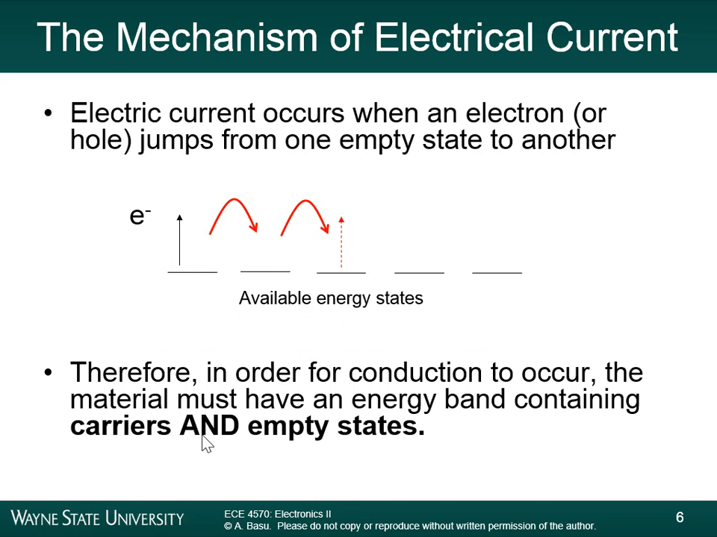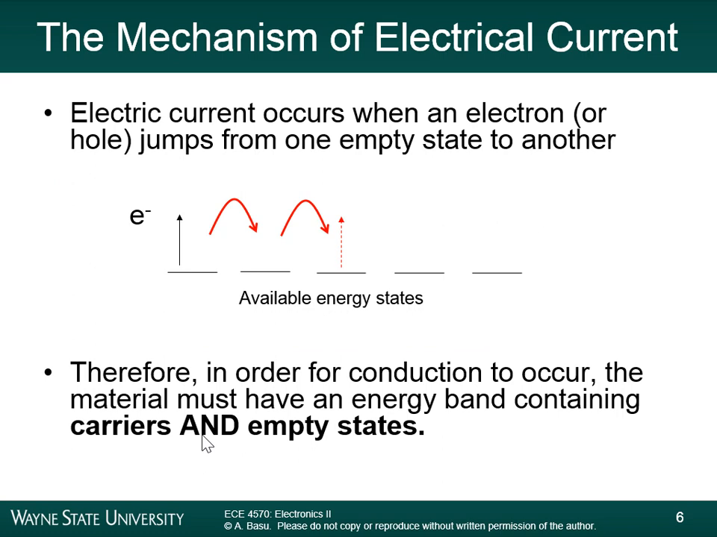So moving on to the mechanism of electrical current. We've talked a little bit about energy states now. Now we're going to talk about how electrons move between energy states. At a very simple and conceptual level, electrical current is really just when an electron jumps from one empty state to the next one. Electricity is a movement of charge, and generally the charge that moves is considered to be electrons. We'll talk about holes in a second, but right now let's look at electrons.